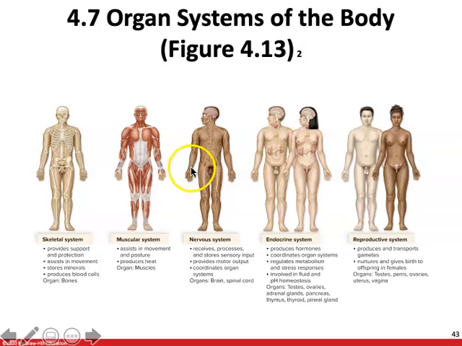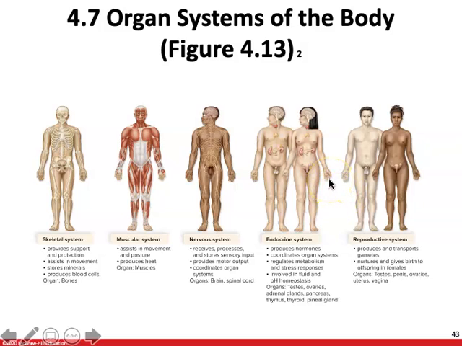The nervous system receives, processes, and stores sensory input. It provides motor output, and it helps coordinate our organ systems. This is going to involve the brain, the spinal cord, and all of our branching nerves. The endocrine system is going to produce hormones, coordinate organ systems, regulate metabolism and stress response, and be involved in fluid and pH regulation. The organs include testes, ovaries, adrenal glands, pancreas, thymus, thyroid, and pineal gland.